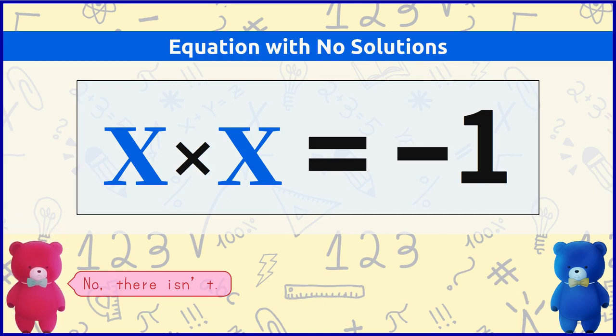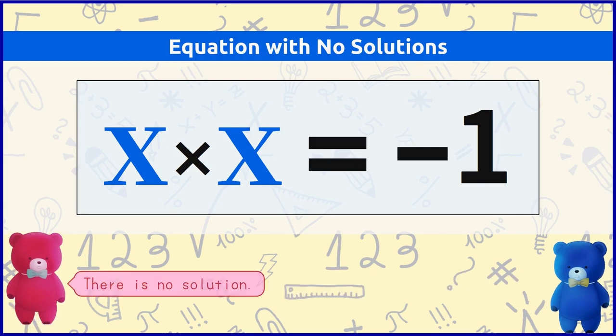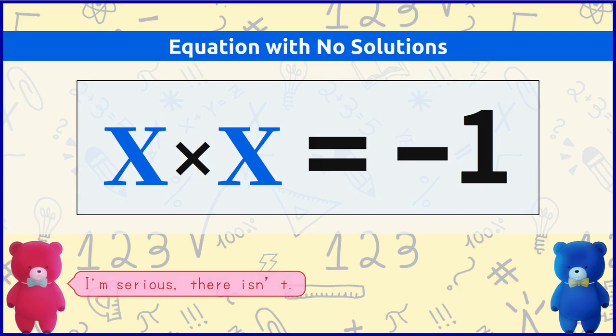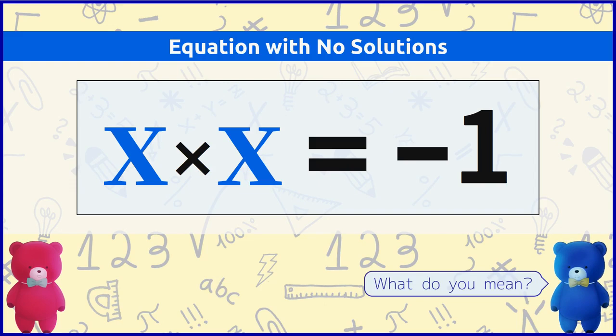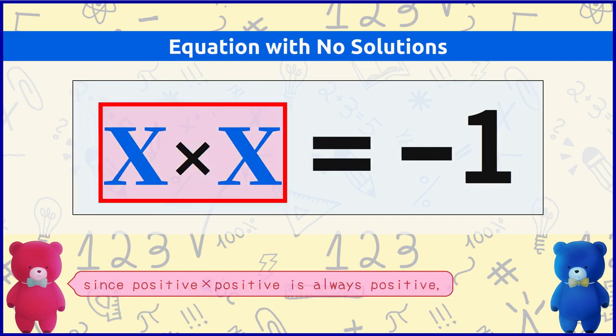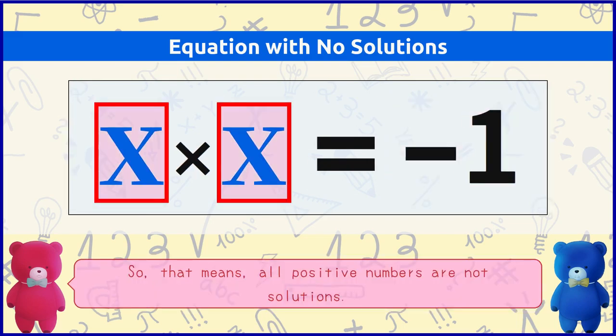No, there isn't. To be specific, what kind of number is a solution? There is no solution. Don't be so harsh. I'm serious, there isn't. What do you mean? Here's a hint. If x is a positive number, since positive times positive is always positive, it can't be minus 1. So that means all positive numbers are not solutions.